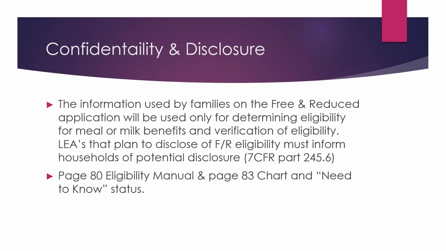Page 80 of the eligibility manual and page 83 has a chart of confidentiality and disclosure information and also a need-to-know status. And what this will tell you is who is allowed information from the free and reduced price meal application.